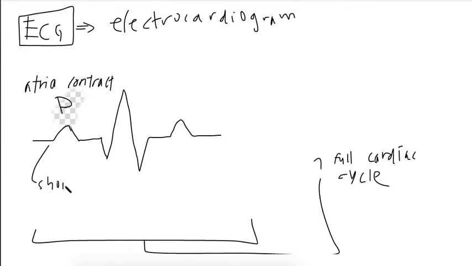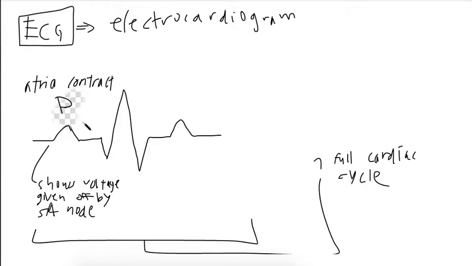This is the P wave, and it shows the amount of voltage given off by the sinoatrial node, the SA node, which is essentially the pacemaker of the heart.